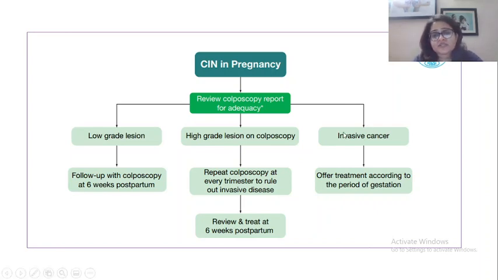The third option is she directly comes as invasive cancer. Then, depending on the period of gestation, you have to treat her. Then you can't wait for her to deliver. You have to take action immediately if it comes out to be malignancy.